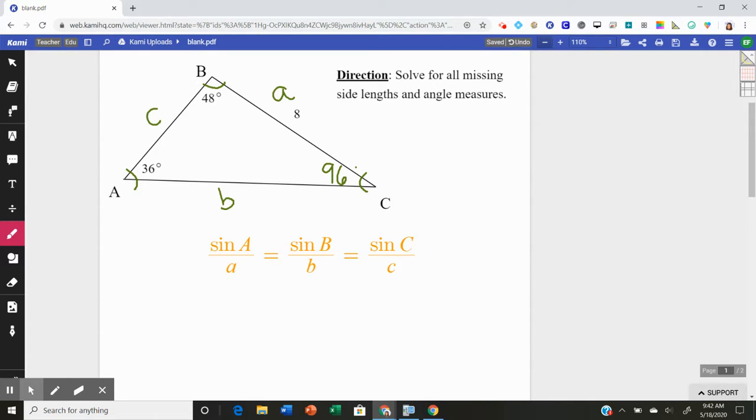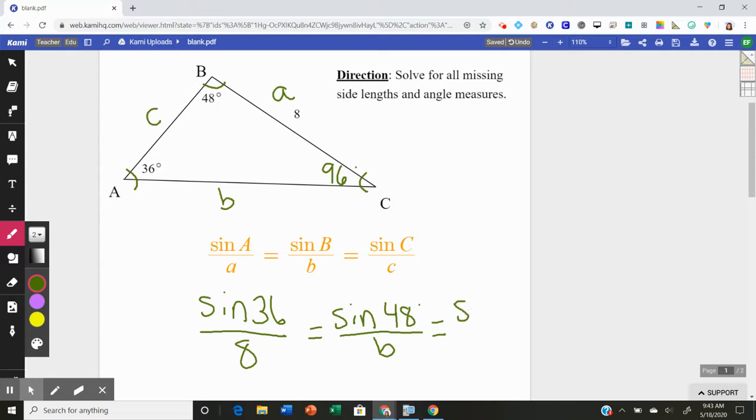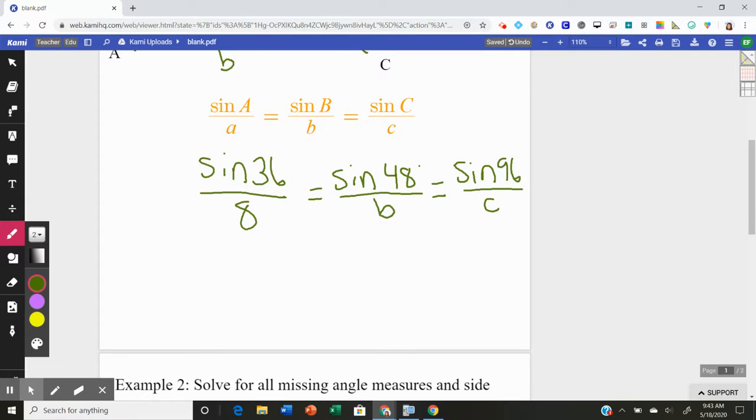So let's fill in anything that we know so far. We know sine, so angle A is 36 degrees. And we know the side opposite from 36 degrees has a length of 8. Sine of B, we know is 48 degrees. So let's throw that in there. 48 degrees over lowercase b. We don't know that side. We'll have to figure that one out. And then sine of 96 degrees over c. We don't know that one as well. So we have 2 that we need to solve for here. We need to solve for the side length b and the side length of c.